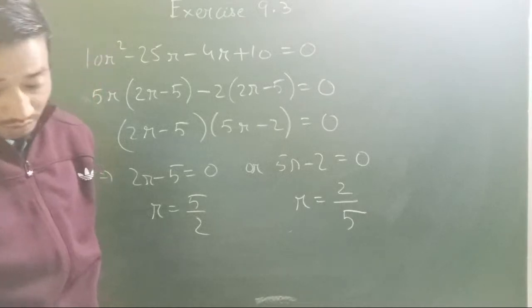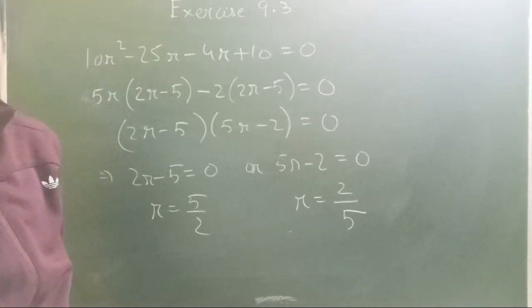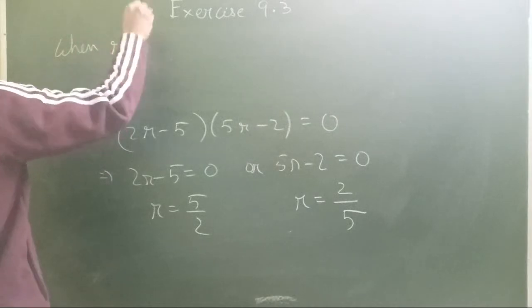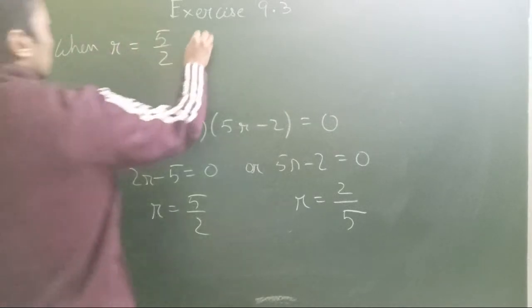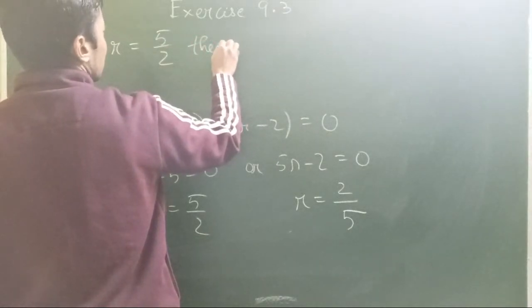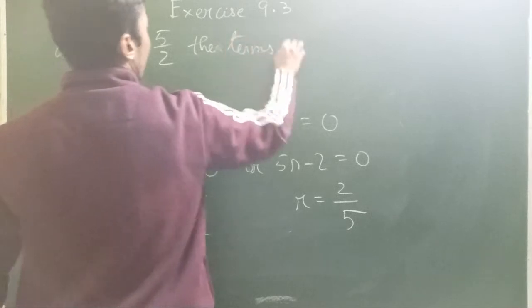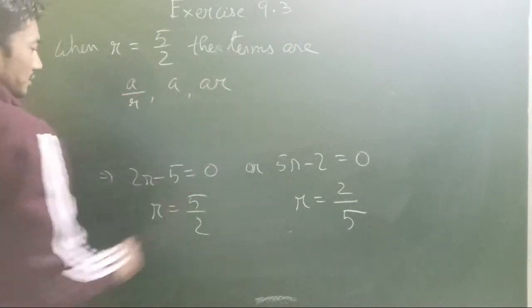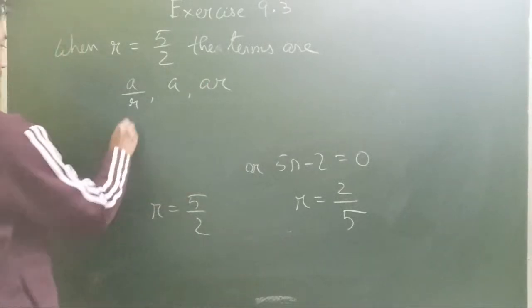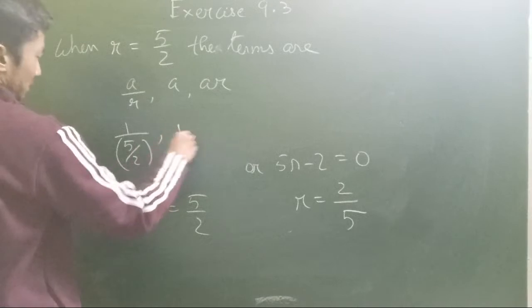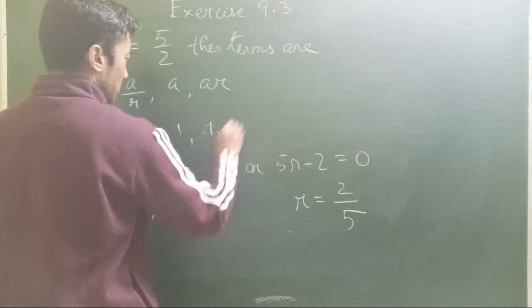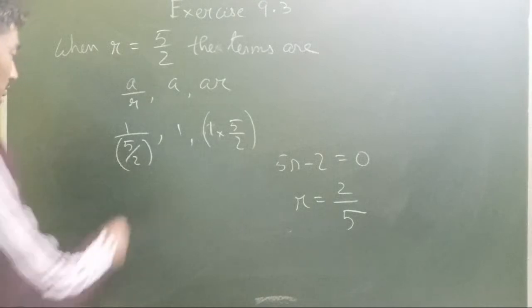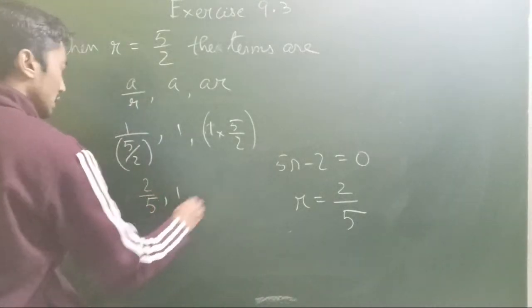Once the common ratio is found, they tell us to find out the terms also. Not a big problem there. When r is equal to 5 by 2, the terms are, what were the terms? a by r, a, a r. So let's simplify this. The a value was 1. The r value is 5 by 2. So when r is equal to 5 by 2, the terms are 2 by 5, 1, 5 by 2.